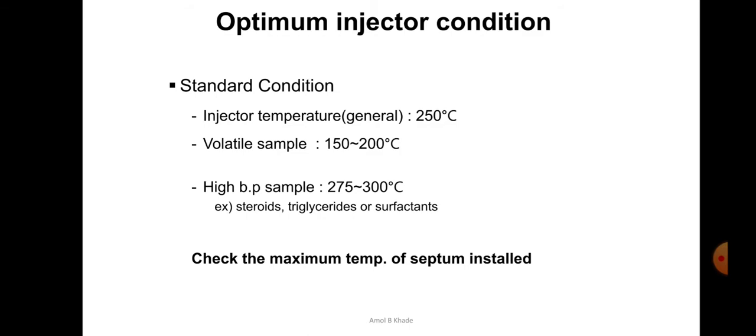When we are incorporating our sample, we need to follow the standard conditions. Usually the injector temperature is generally 250 degrees Celsius. If you have a volatile sample, you can maintain between 150 and 200, and for samples with a high boiling point, especially steroids, triglycerides or surfactants, you can keep it between 275 and 300 degrees Celsius. You should also ensure what the maximum temperature of the septum installed in the sample injection port is, because it has to withstand these higher temperatures.